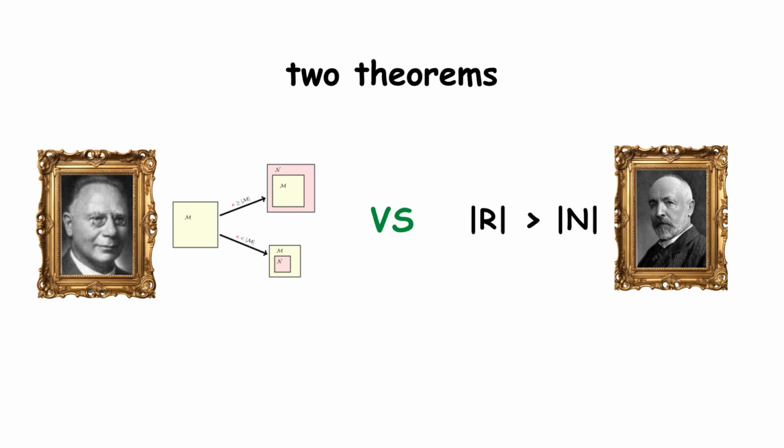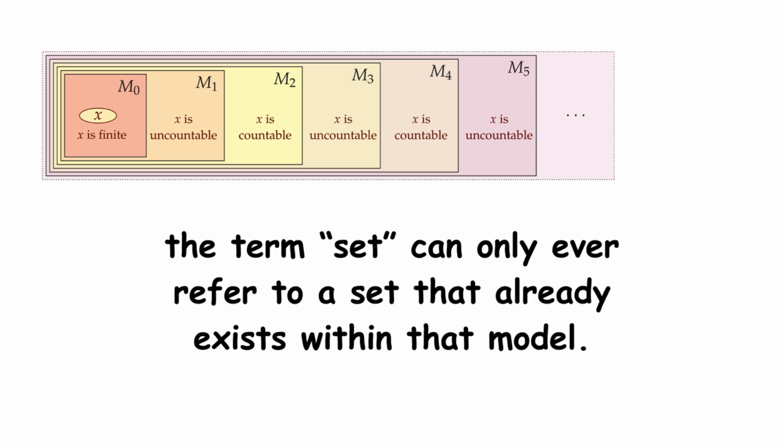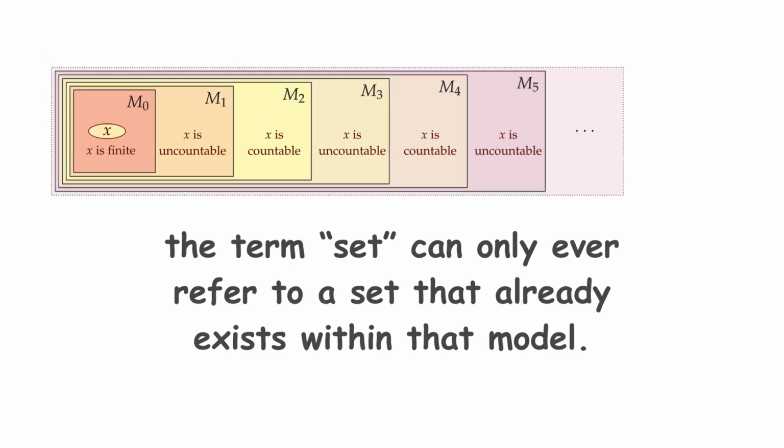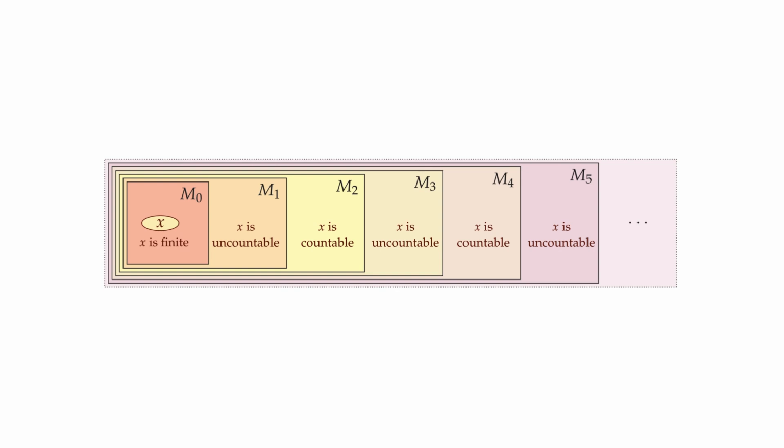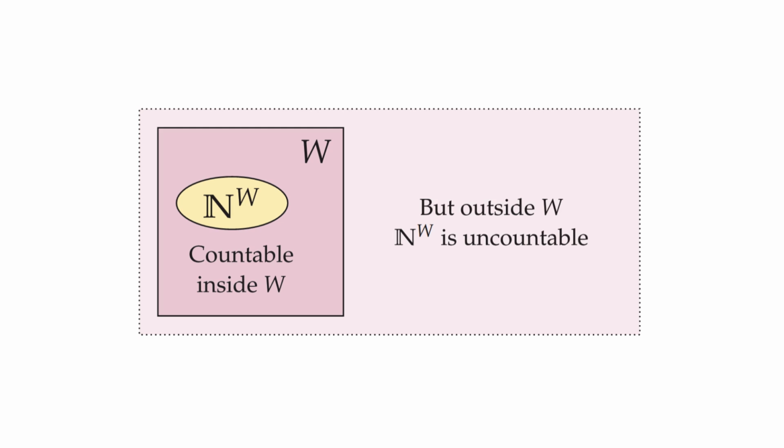Skolem noted that these two theorems seem to go against each other, even though this isn't actually the case. This situation can be resolved by noting that for a particular model, the term set can only ever refer to a set that already exists within that model. In order for a set to be considered countable within a given model, that model must contain a suitable bijection, with this bijection being a set itself. Skolem wrote that the notion of a countable set is considered to be relative, as a set that is countable in one model may not necessarily be countable in another.